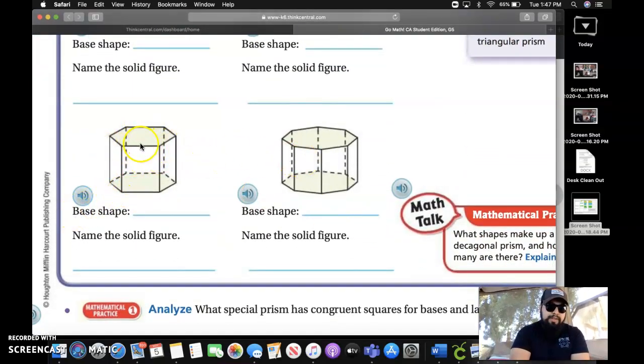These next two shapes, we know that they're prisms because of the two bases, top and bottom. Count the sides, that'll tell you the shape. The shape will tell you the name of this three-dimensional figure. So 1, 2, 3, 4, 5, 6. Hexagon. So it's a hexagonal prism. Next one, I think this is an octagon. 1, 2, 3, 4, 5, 6, 7, 8. Octagon, and that makes it an octagonal prism.